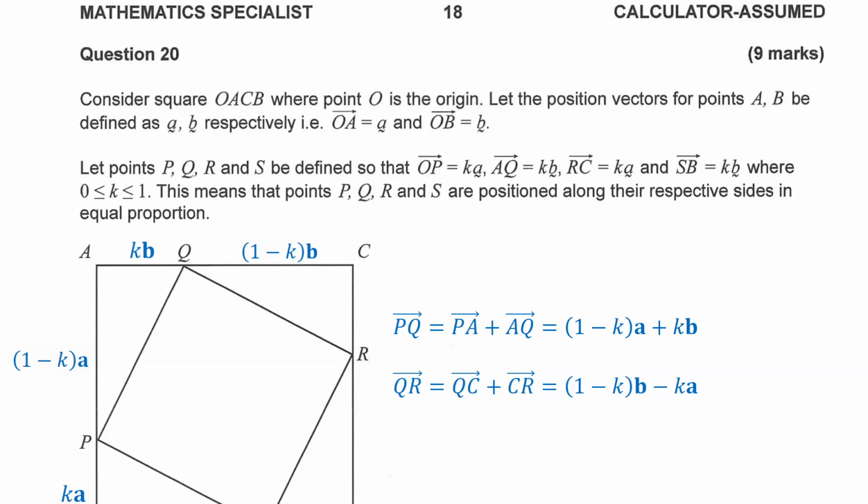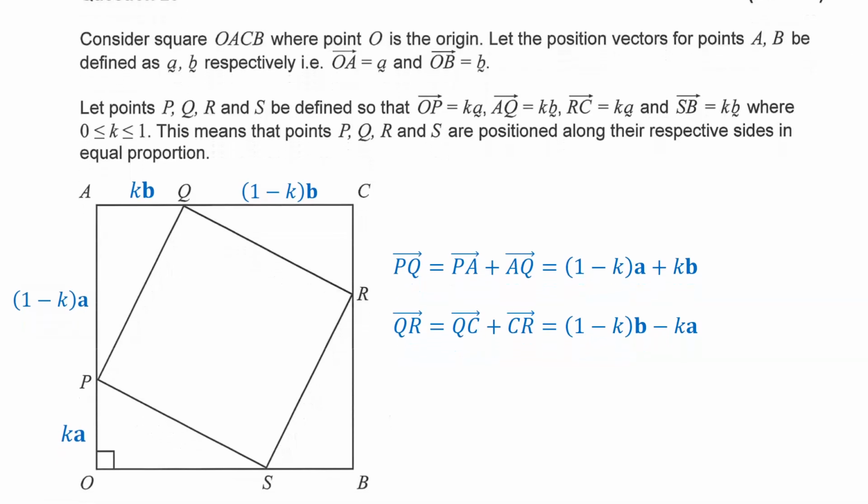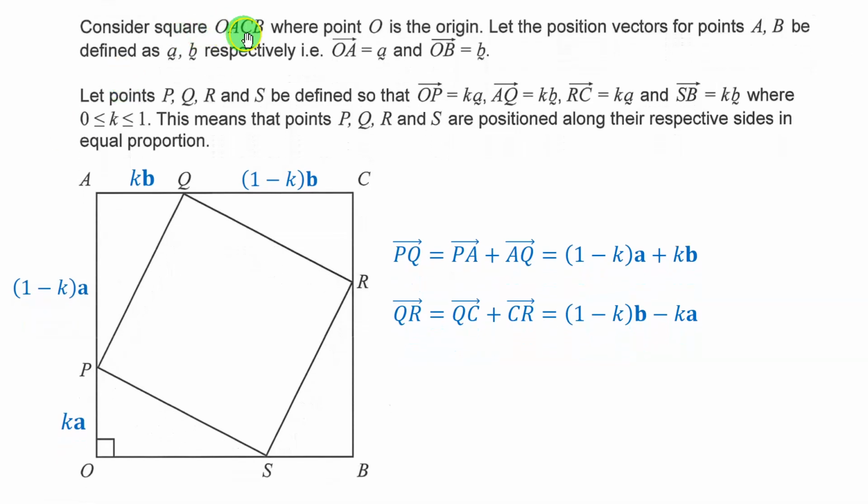So, question 20, and we've got a little bit of vector work to do at the beginning here. Let's have a look. So we've got a square OACB, where O is the origin. The position vectors for A and B are defined as that. So OA is little a and OB is vector b.